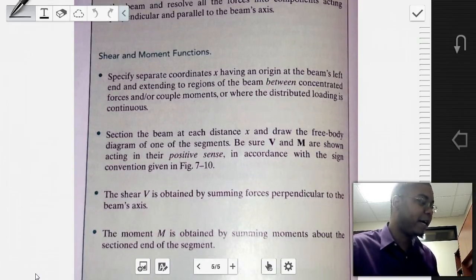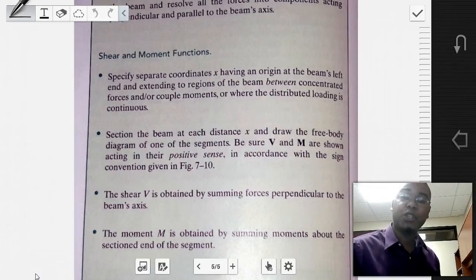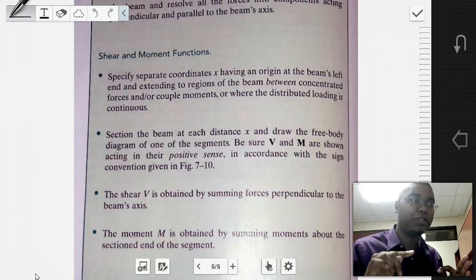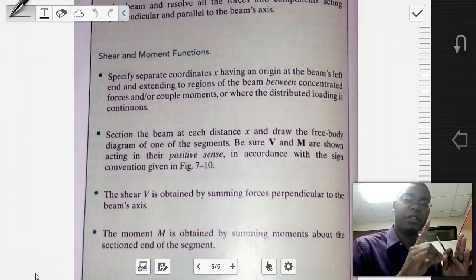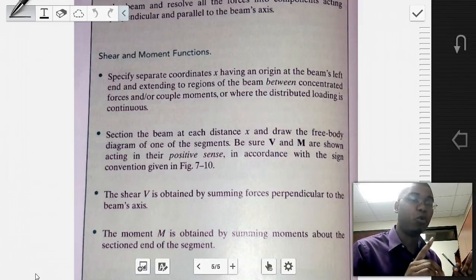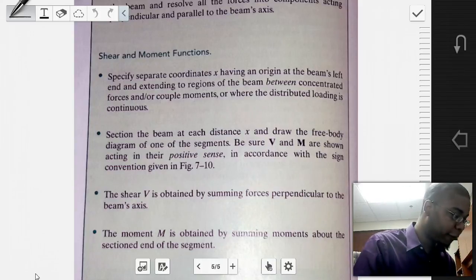So we need to specify separate coordinates x having an origin at the beam's left end and extending into the regions of the beam between concentrated forces or couple moments. So again, remember, from O to A, from O to B, and from O to L, we're specifying some distance x, and distances x1, x2, and x3 that are in between the points of interest, which we'll use to craft our shear and moment equations, or the functions that describe their behavior within the range.